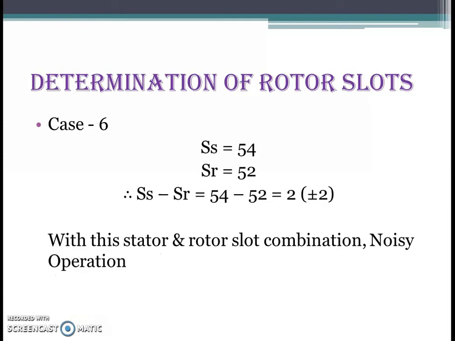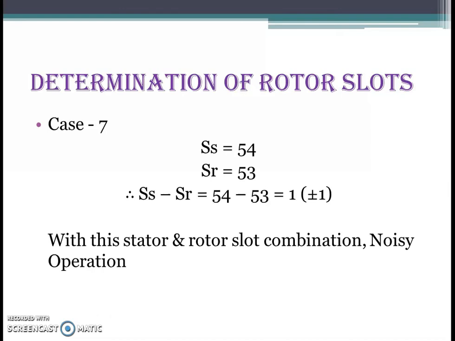Let us take case number 6. In case number 6, stator slots as usual 54, rotor slots 52. The difference of stator and rotor slots, that is 54 minus 52, and that is 2. So we know that plus minus 2 is also not allowed. With this stator and rotor slot combination, noisy operation might be possible, and hence this combination is also rejected.